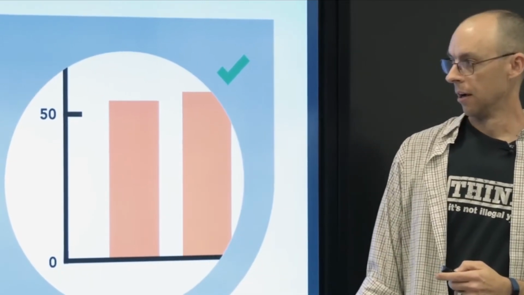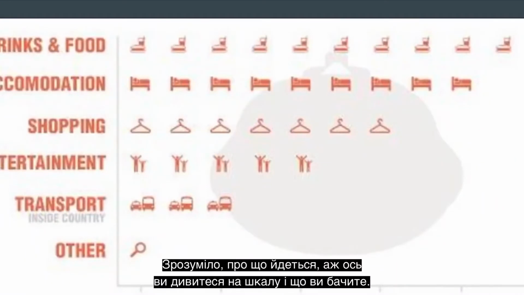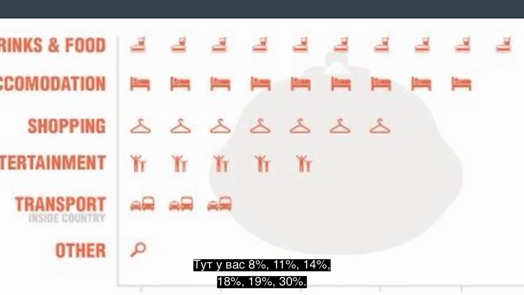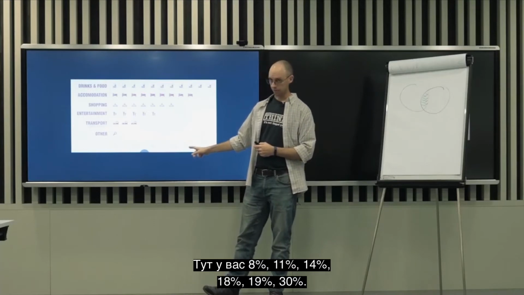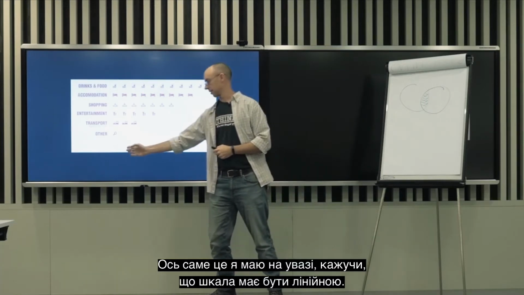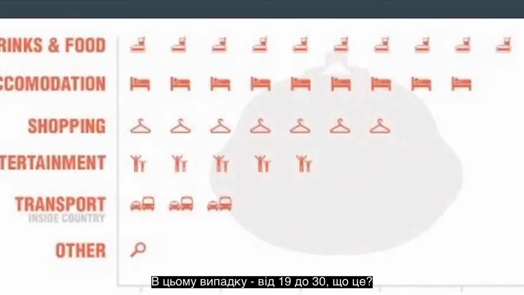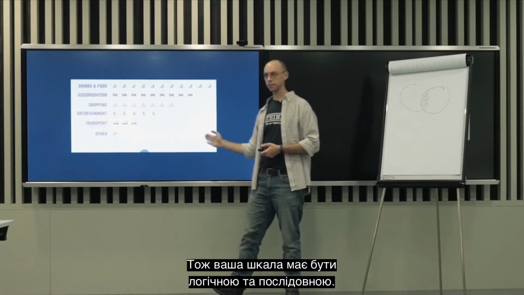Okay. So this one looks nice, visuals lined up, you get an idea for it, but then you look at the scale. You got 8%, 11%, 14%, 18%, 19%, 30%. So this is what I mean by the scale should be linear. In this case, you got 19 to 30 here, so is this 25, is it 20? You have no idea what it is, okay? So just keep it nice and consistent here.